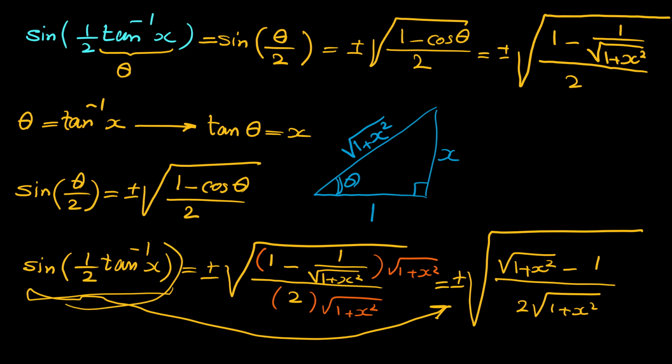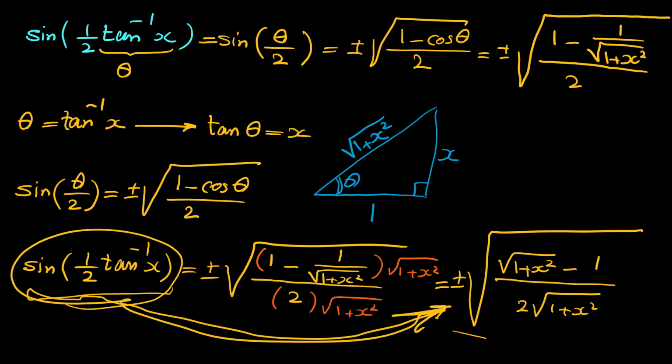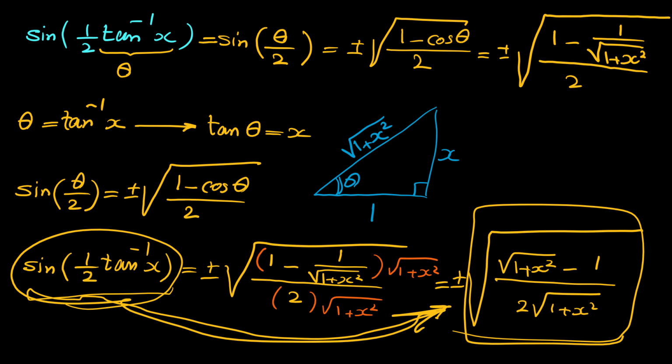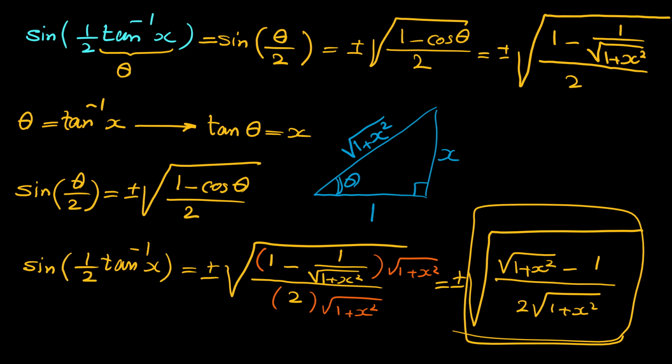But why do we have two answers for sine of 1/2 tangent inverse of x? Because this expression should be equal to one value. Why do we have two answers, by plus minus? The choice of plus minus sign depends on the quadrant that 1/2 tangent inverse of x lies in. Let me explain this to you. Please pay attention.